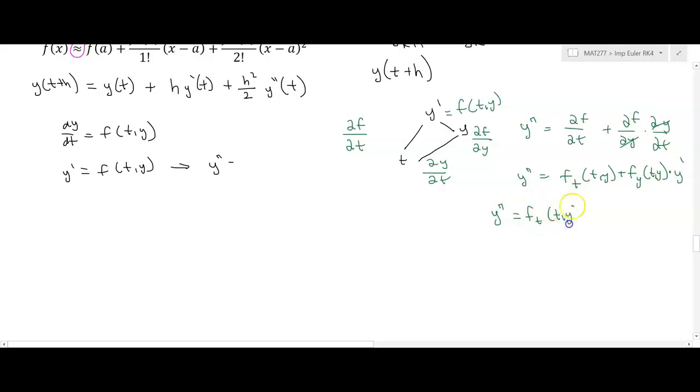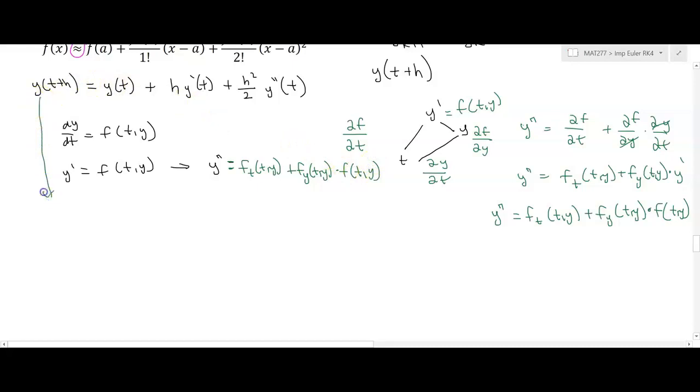So I have this notation, which again looks very daunting because there are a lot of symbols here. We just need to remember what these are. This is the first derivative, which is just f of t comma y. Now what I'm going to do here is establish that y double prime is f sub t of t comma y, the partial of f with respect to t, plus the partial of f with respect to y, multiplied by f of t comma y.